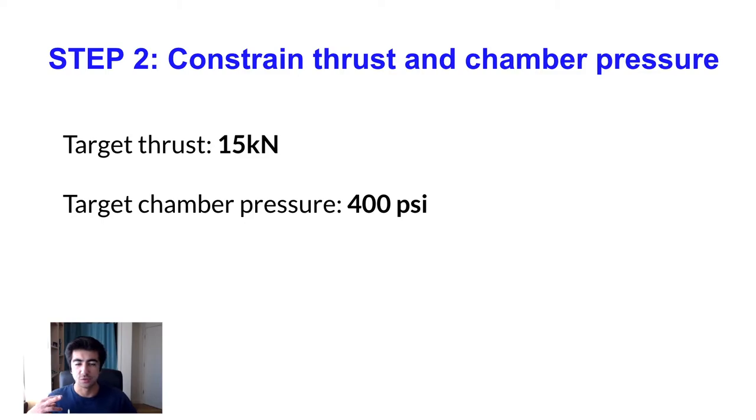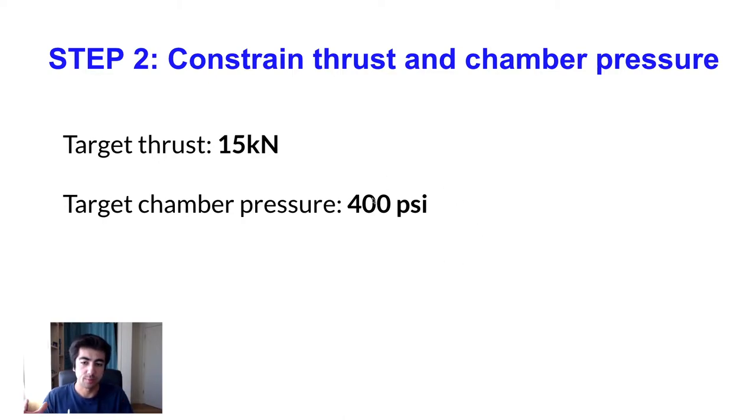The next step, once we've chosen our propellants, is to actually constrain the thrust and the chamber pressure of our engine. Right, so these are the parameters that we're going to be designing around. These are the design parameters that determine what design we come up with. We've got to start somewhere, and so we start by constraining the thrust, what thrust we want our engine to produce, and the chamber pressure, what pressure we want in our combustion chamber. So for our case, we'll be targeting a thrust of 15 kilonewtons and a chamber pressure of 400 psi.